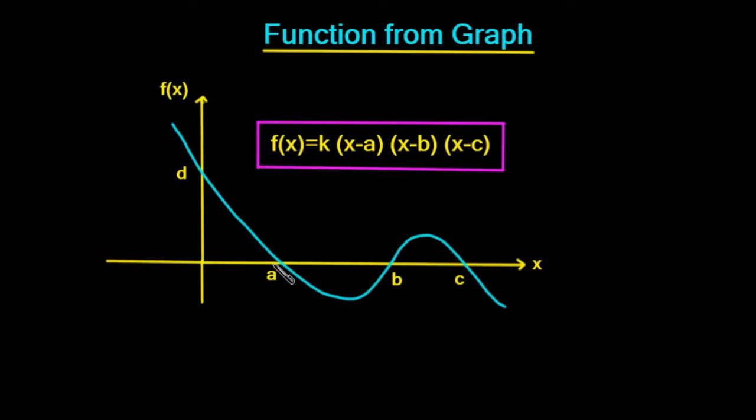So the factors for each of these roots are going to be given by x minus a, x minus b and x minus c, and we're going to have some value k, which we'll see how to work out in a minute. So we know that a polynomial function looking like this is going to be of this general form, so we have to try and find out these values. Let's go ahead and do an example.